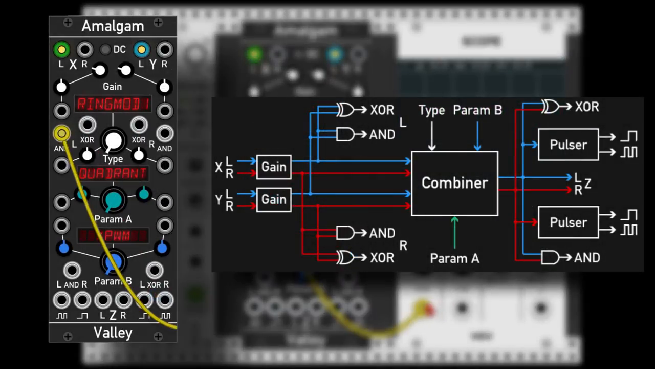Okay, so like I said before, the signals go also to the combiner, and there is where the magic happens. We have 17 different modes, and for each mode, two parameters we can modulate and control. There are also two CV inputs for the type, and two for each of the parameters, with dedicated attenuverters, of course, so we can add offset also to the modulation, and from there, the signals go to a few interesting destinations. First of all, they go to the main stereo output, the Z output, but also to another AND and XOR logic gates and two pulses outputs.